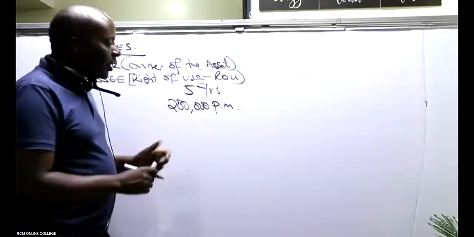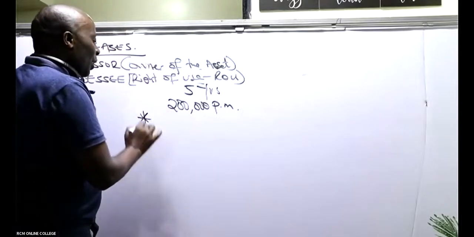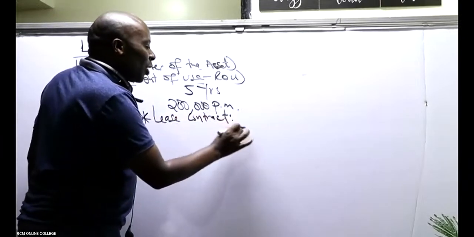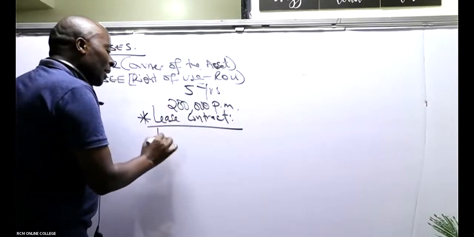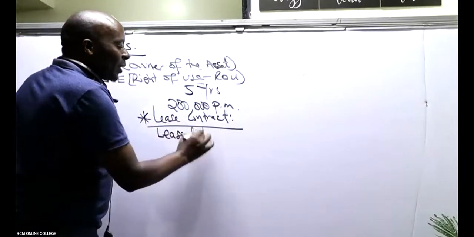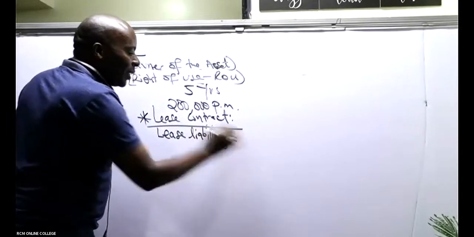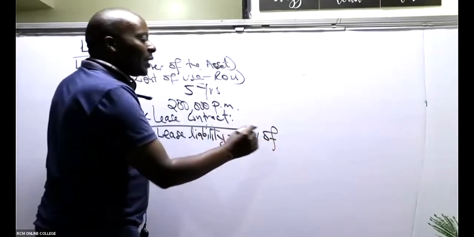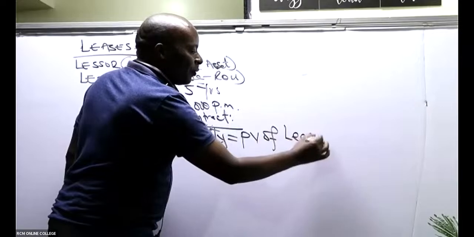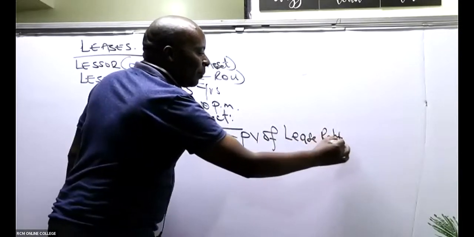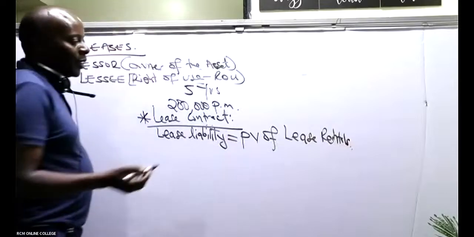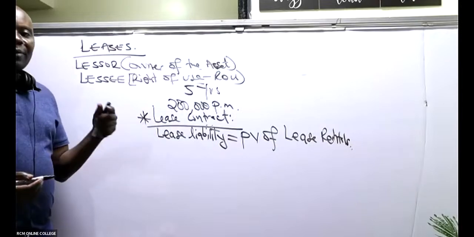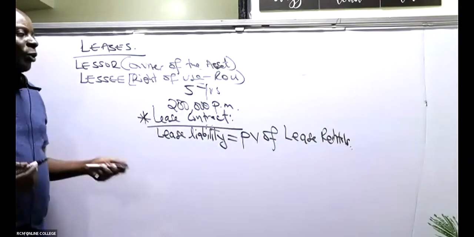So the very first thing you do whenever you sign a lease contract, you must first of all recognize what we call a lease liability. And to get this lease liability, we normally take the present value of lease rentals. And I told you, ladies and gentlemen, remember in financial reporting, you'll not even be given tables. You need to know how to calculate this.